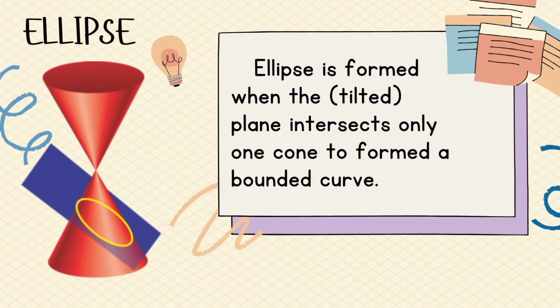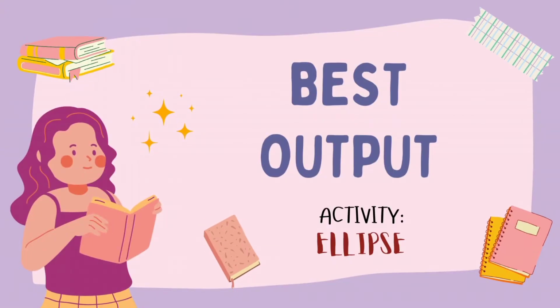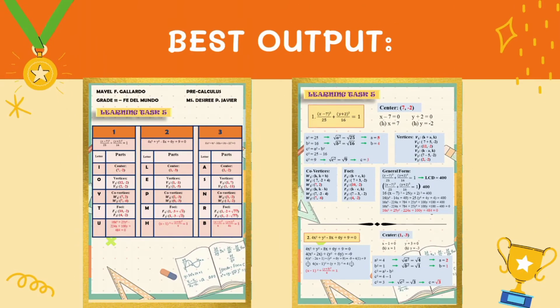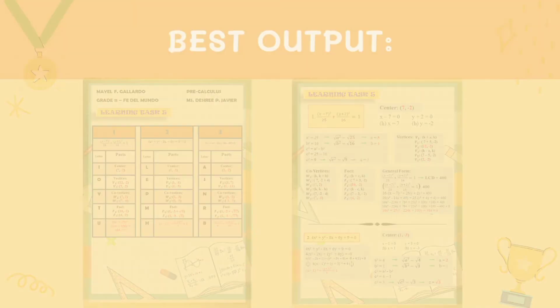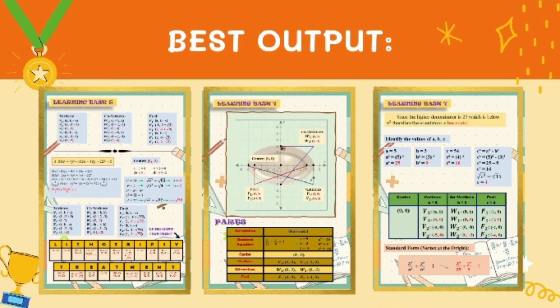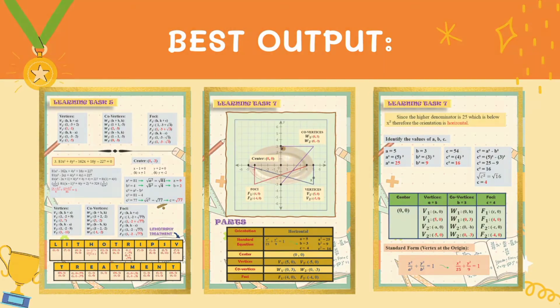Ellipse is formed when the tilted plane intersects only one cone to form a bounded curve. This is the best output in this topic. We were asked to solve the given problems and perform the performance task, which is to take a picture of a thing that can be found at home that has the shape of an ellipse. Here, I've used a plate and determined the center, foci, co-vertices, and vertices.